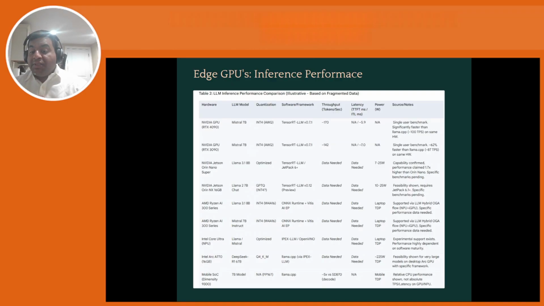Performance depends heavily on the specific model, the level of optimization, especially the quantization, like is it using int4 parameters or int8 parameters, and the software framework used, like NVIDIA's TensorRT-LLM or ONNX Runtime. Also, key metrics to watch are throughput, measured in the form of tokens per second, and latency, time to first token and inter token latency. As you can see, many entries still show data needed, highlighting the need for more rigorous cross platform benchmarking in this rapidly evolving space.